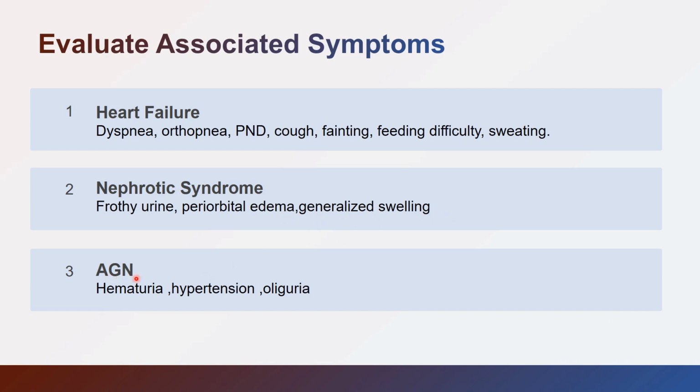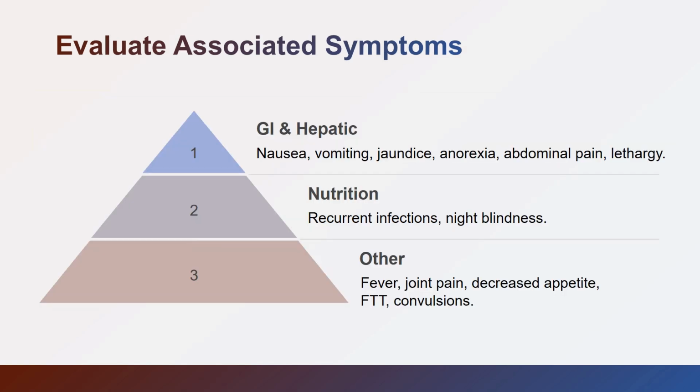If it is acute glomerulonephritis, the patient will present with hematuria, that is red colored urine, hypertension, high blood pressure, and oliguria, that is passing less urine. Urine output will be less. Then if it is a GI and hepatic cause, the patient will present with nausea, vomiting, jaundice, anorexia, abdominal pain and lethargy. If it is a nutritional cause, then recurrent infections and night blindness can be the presentations.